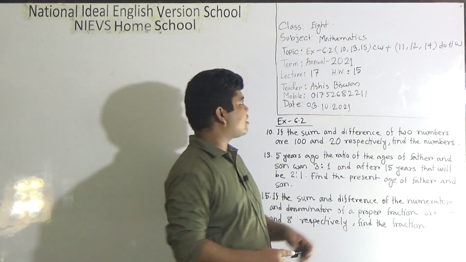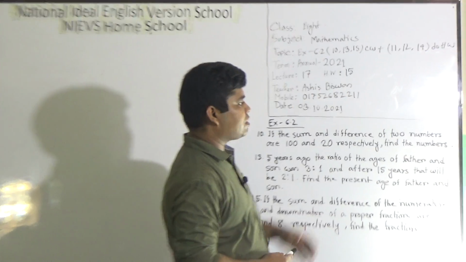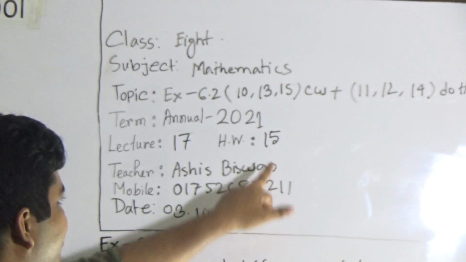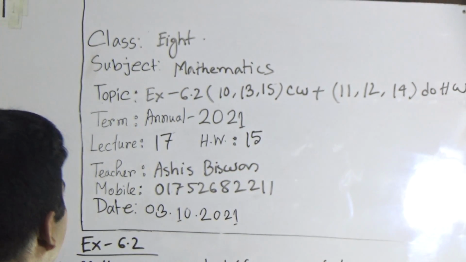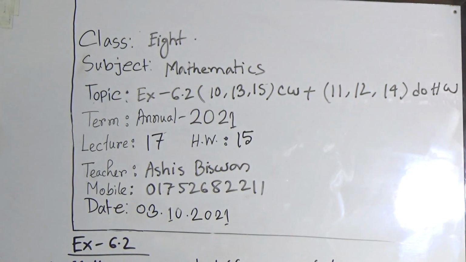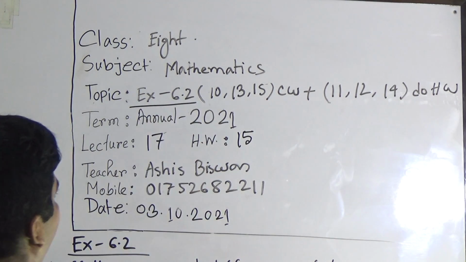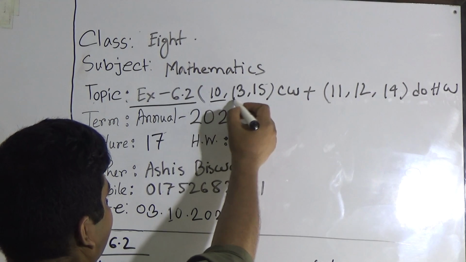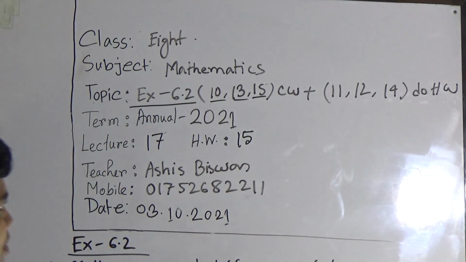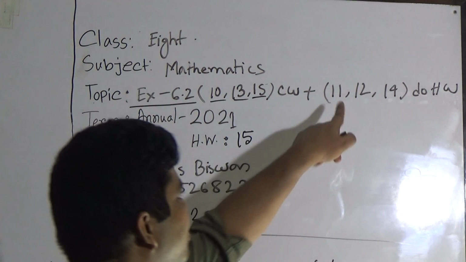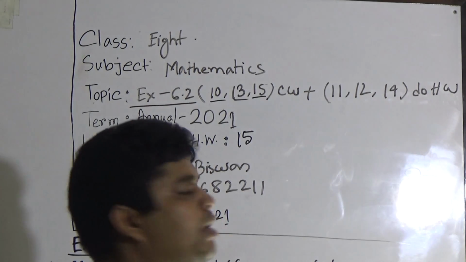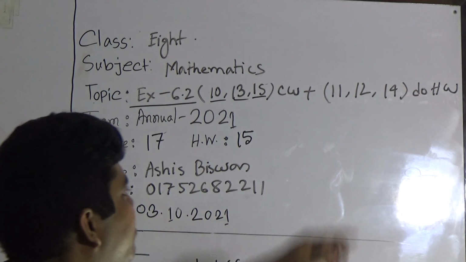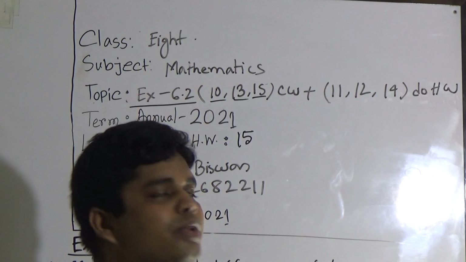Today is our lecture number 17 of annual term and today's SW number will be 15. Now my dear student, today's topic is exercise 6.2. From exercise 6.2 we shall solve word problem number 10, 13 and 15 as your CW, and word problem number 11, 12 and 14 will be your SW. I repeat, word problem number 11, 12 and 14 will be your SW.